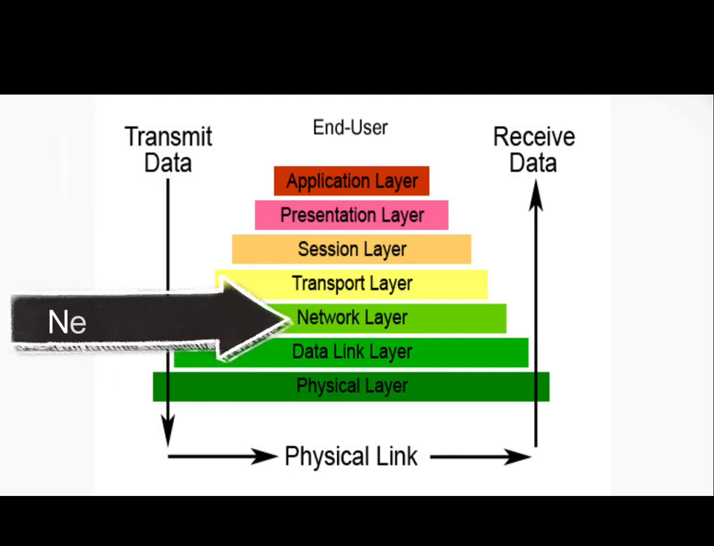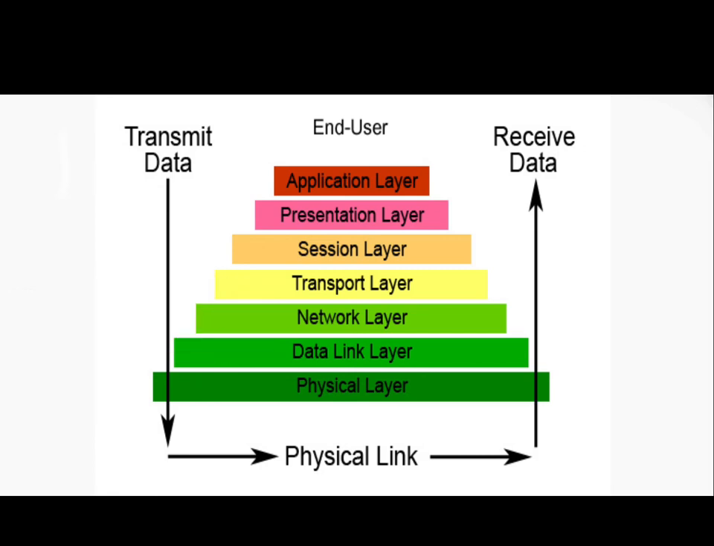The next one is the network layer, or layer 3. The network layer is responsible for receiving frames from the data link layer and delivering them to their intended destination based on the addresses contained inside the frame. The network layer finds the destination by using logical addresses such as IP, Internet Protocol.